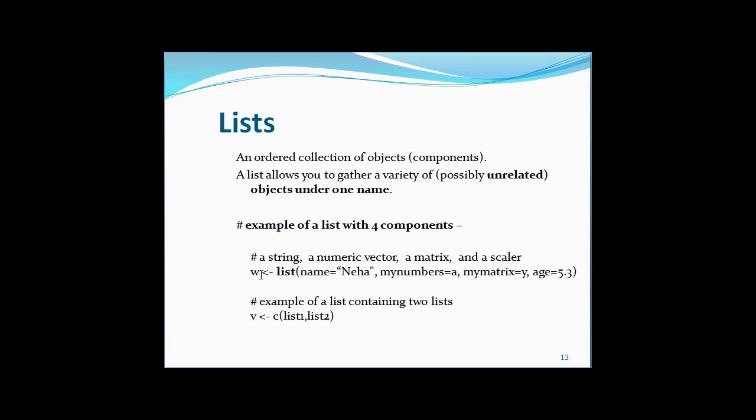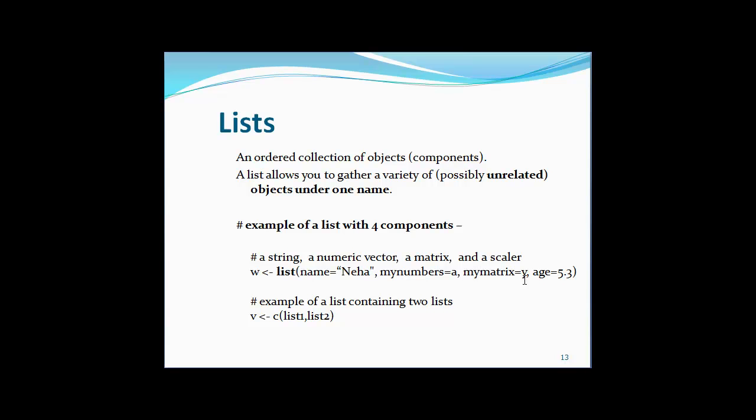W, my list name, is equal to list. That is a keyword for creating a list. In parentheses I will write name equal to Neha. That is a string. Second, I am using a numeric vector, my numbers equal to A. A matrix, my matrix equal to Y, and a scalar age equal to 5.3. This A and Y are predefined. I have to first create a vector named A and a matrix named Y.